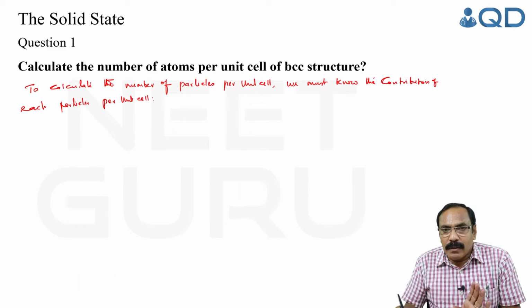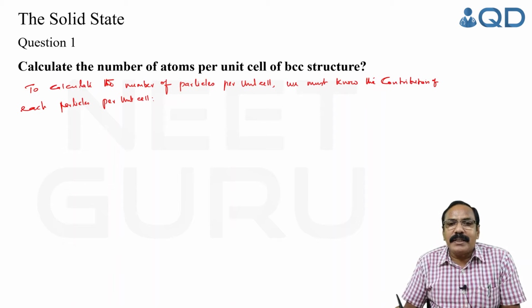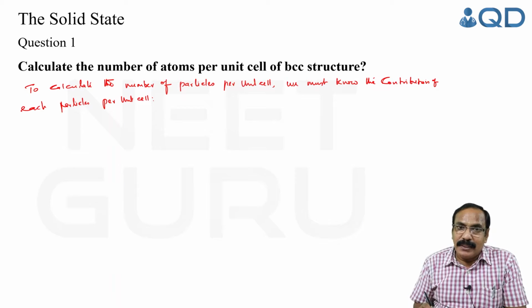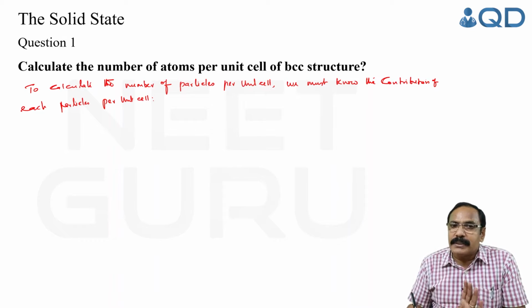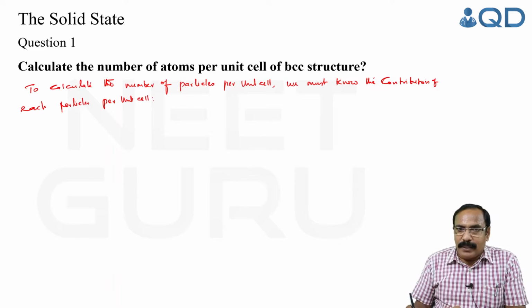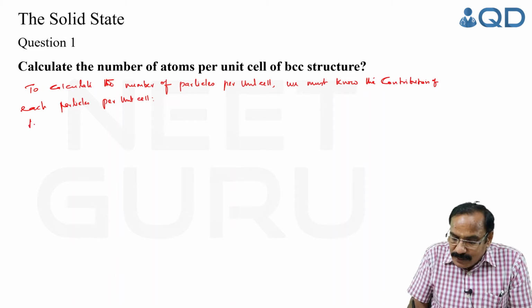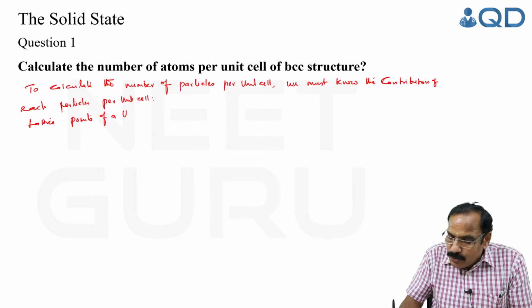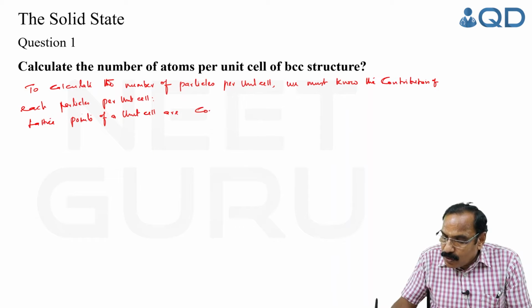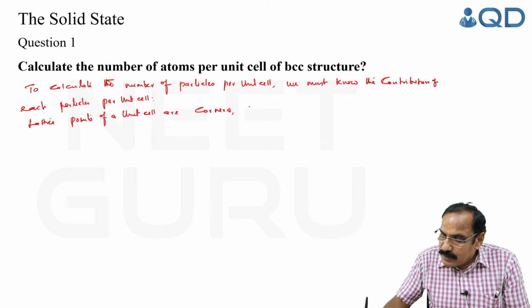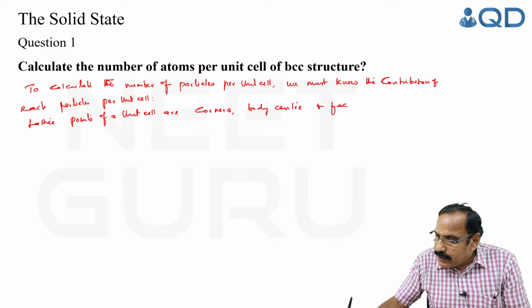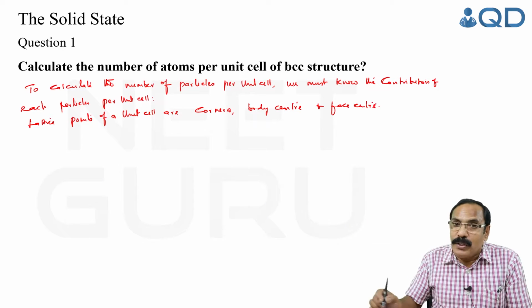Lattice points are corners, face centers and body centers. Lattice points of a unit cell are corners, body center and face center. These are the lattice points in a unit cell.